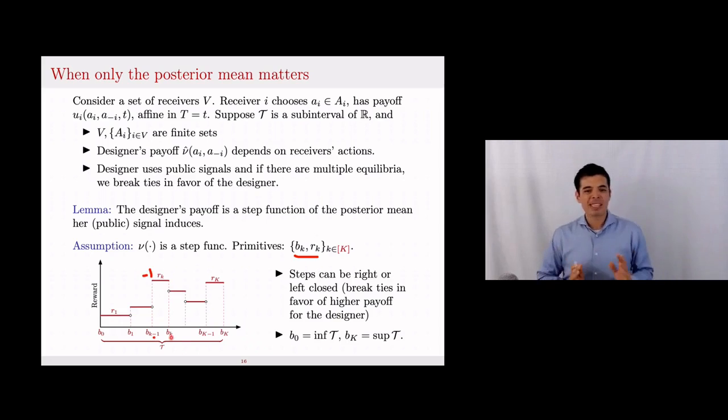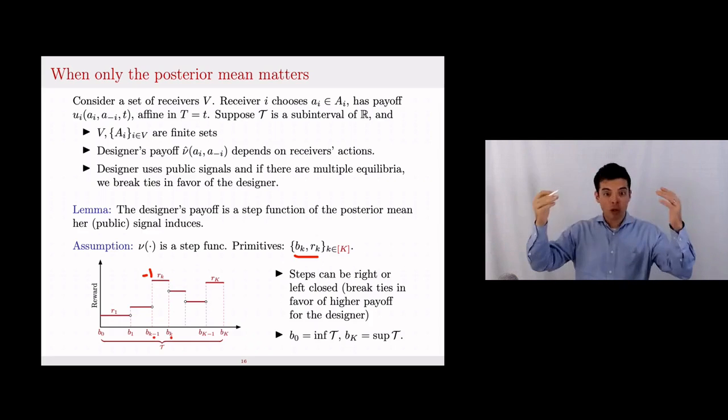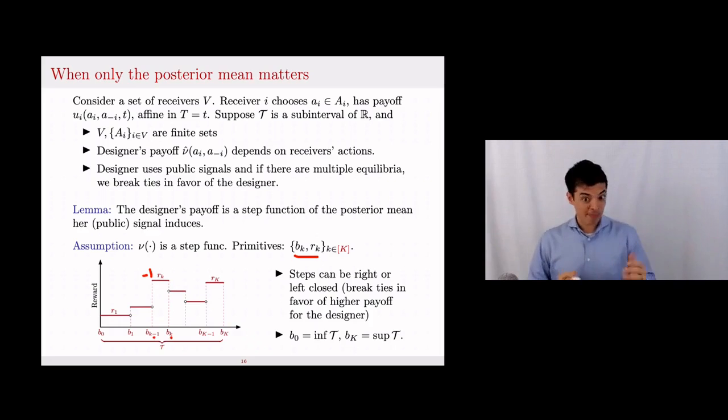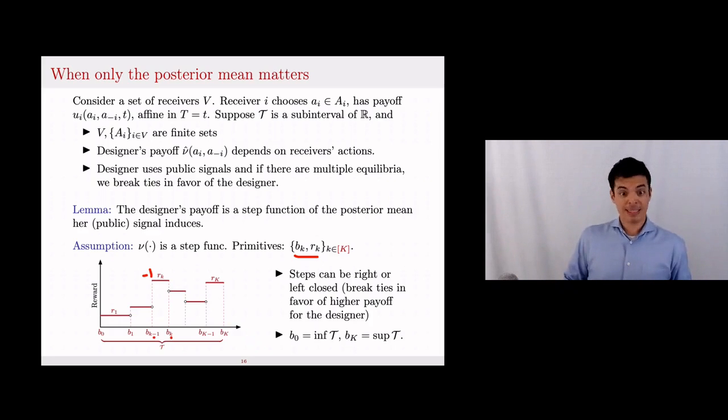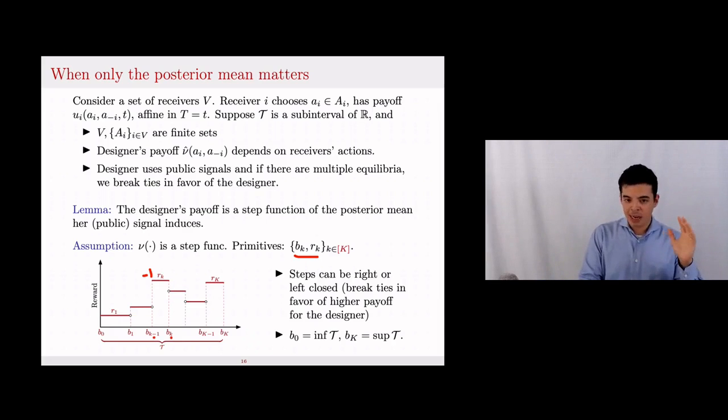So these bk variables characterize when the steps begin and end. When the posterior mean is between bk minus 1 and bk, the reward associated with the kth step of the step function materializes, and the designer collects the reward of rk. Now, one needs to be a little bit careful about the endpoints of these steps. One needs to be careful about how the ties are broken, and I'm going to break the ties in a way that is more favorable to the designer.